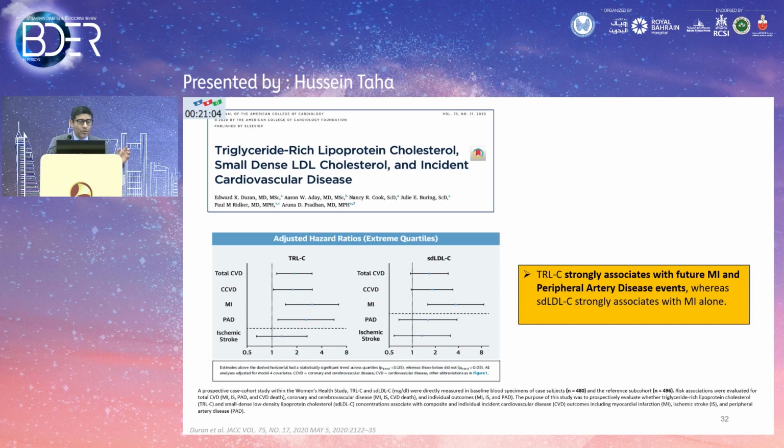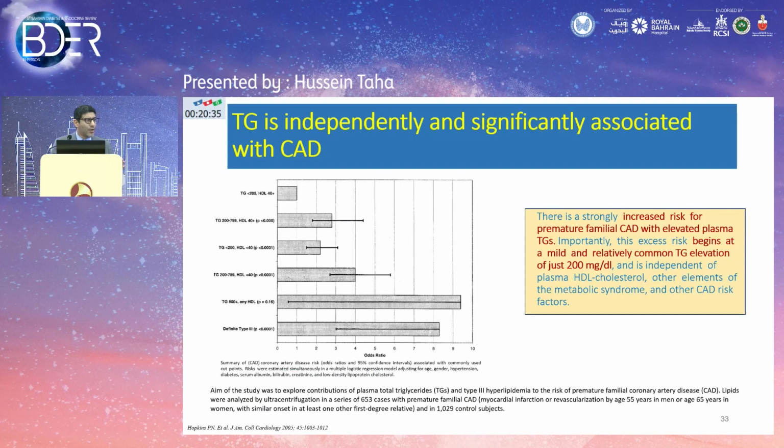Now, triglyceride-rich lipoprotein cholesterol versus small dense lipoprotein cholesterol, when you attain targets or when you control them. They found that controlling triglyceride can benefit you in preventing MI and peripheral arteriovascular disease. However, small dense lipoprotein is just for MI and not for peripheral vascular disease. Triglyceride, when it is more than 2.5 or 200 milligram, is an independent risk factor of all cardiovascular events and familial cardiovascular disease.